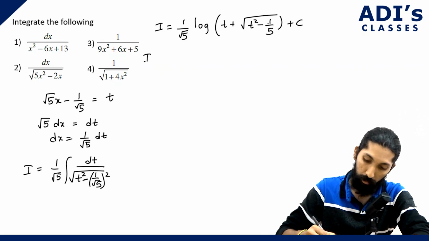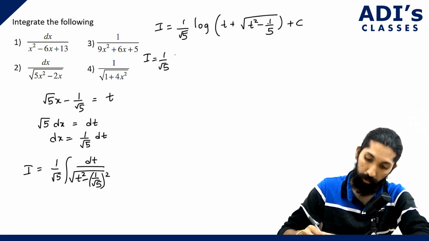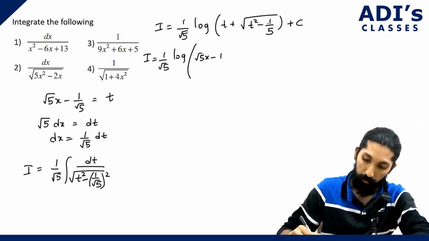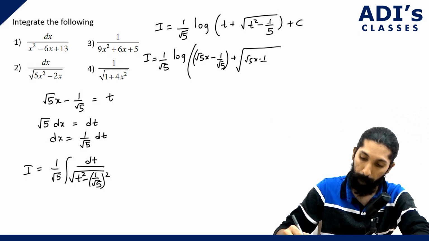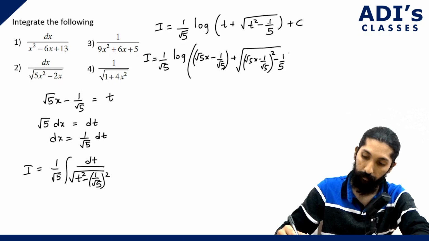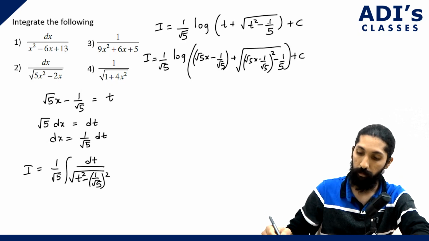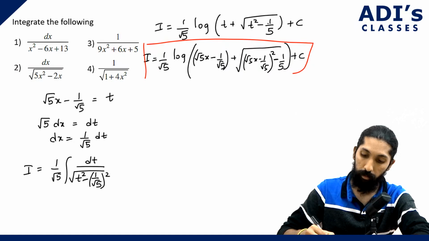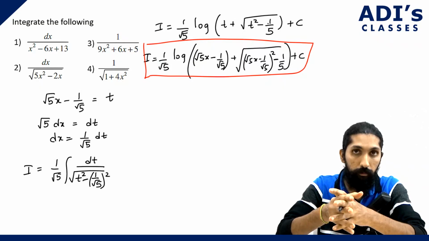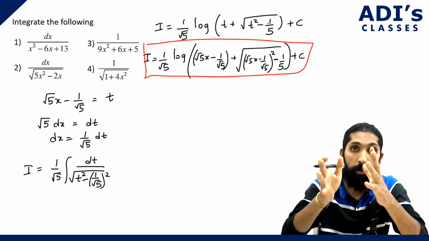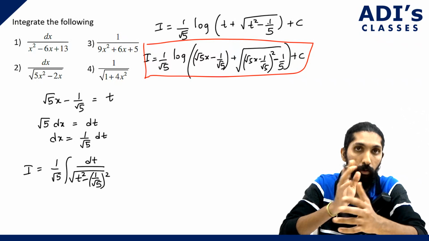So I is equal to 1 by root 5 times log of (root 5x minus 1 by root 5) plus root of ((root 5x minus 1 by root 5) whole square minus 1 by 5) plus c. So this is going to be the answer for the second one. Now, in this one, remember the formula, remember how to do the whole square part. This is the whole point.